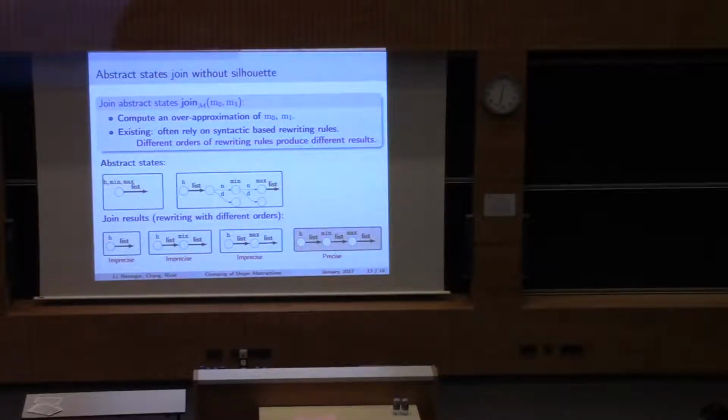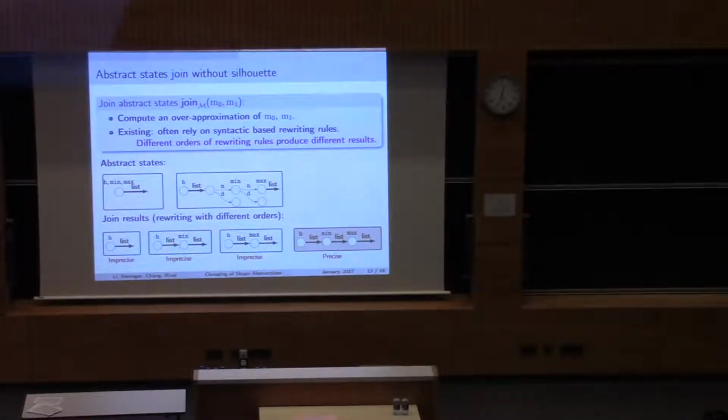As an example, to join these two abstract states, we can first introduce a list segment from H to min, by following a rewriting rule, and then introduce a segment from min to max, following the same rewriting rule. Finally, we can match the list edge starting from the max node, and get a list edge as output. Therefore, we get the precise rewriting result that we want.